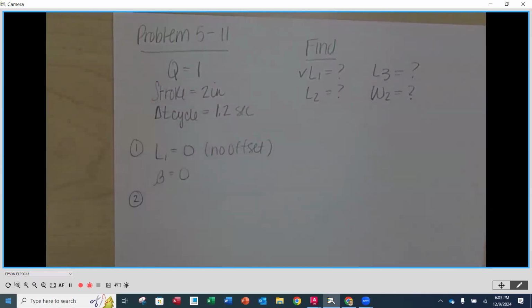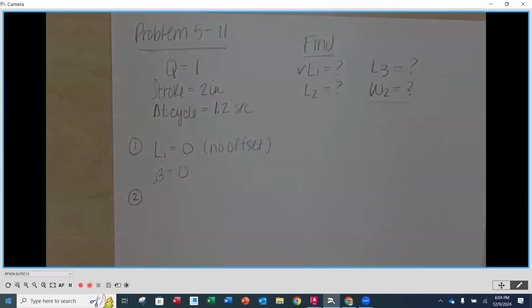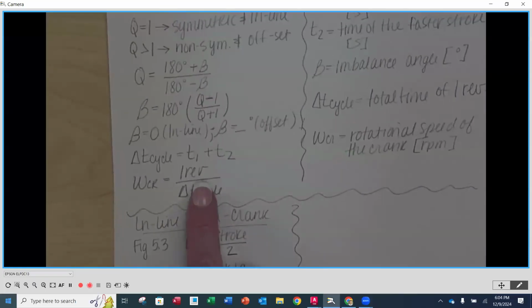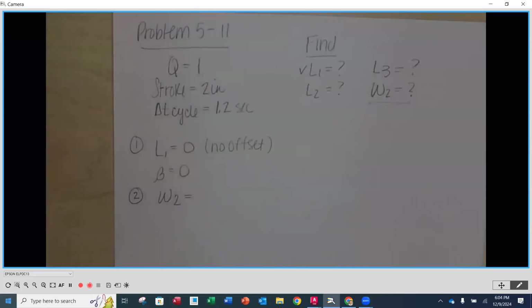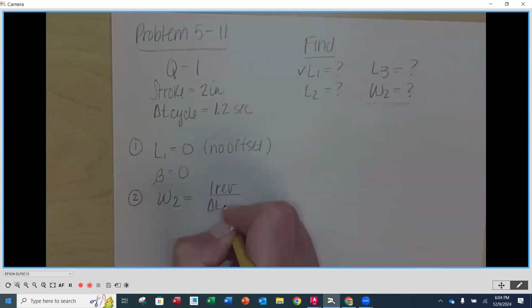Step number 2, before we get into the lengths of the other links, I always like to do my W2 first, because otherwise I forget it. I go through the whole design, and then I'm like, oh, I forgot to do the W. So let's go ahead and do the rotational speed of our crank, or link number 2. If we go back to our equation sheet, it's going to be 1 revolution over the total cycle time, so 1 revolution over delta T cycle.